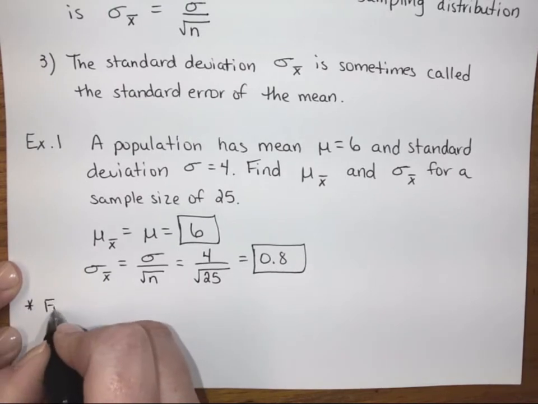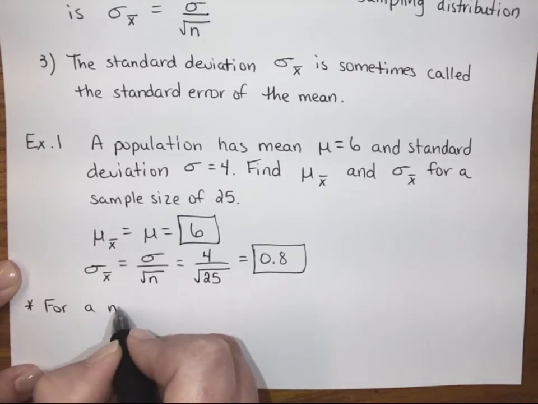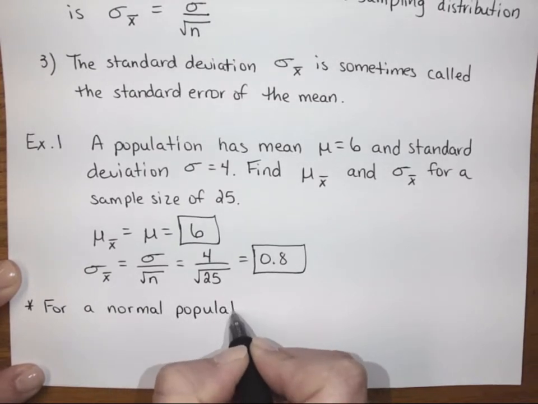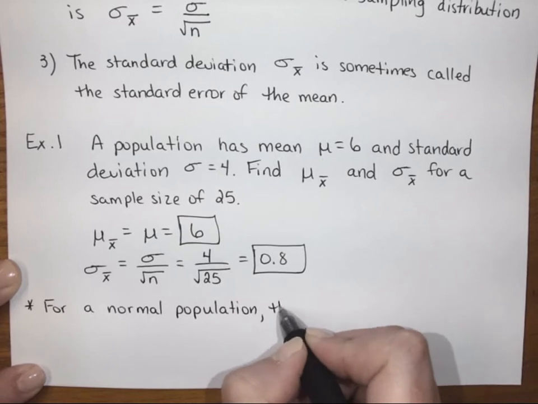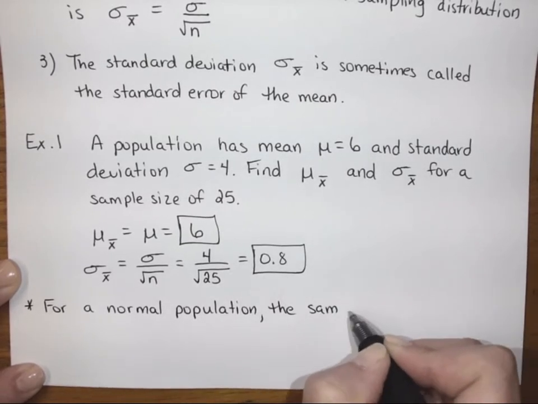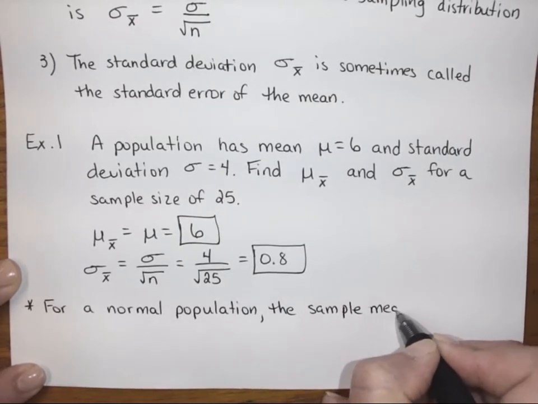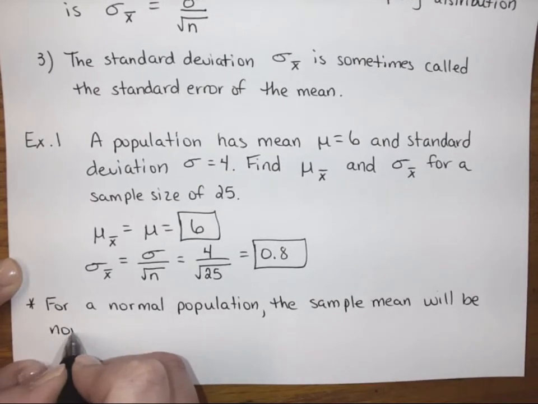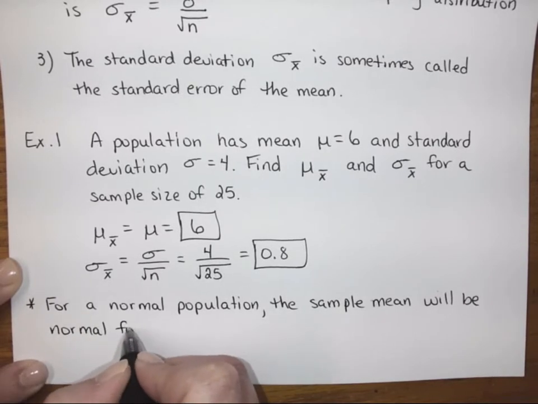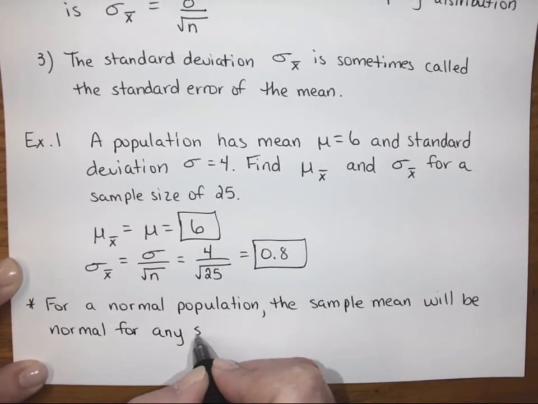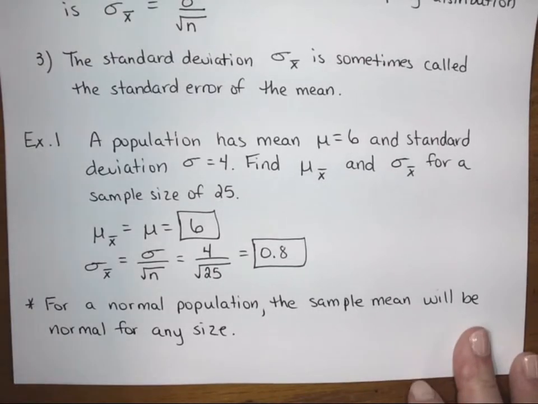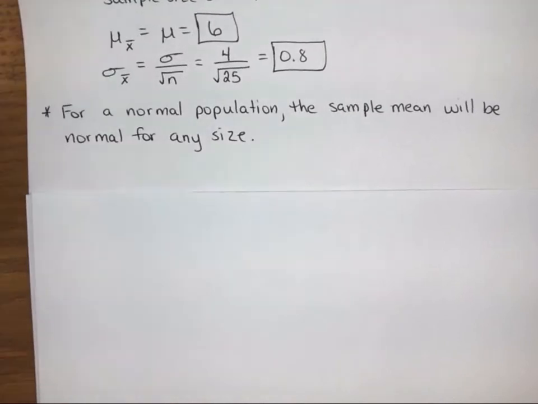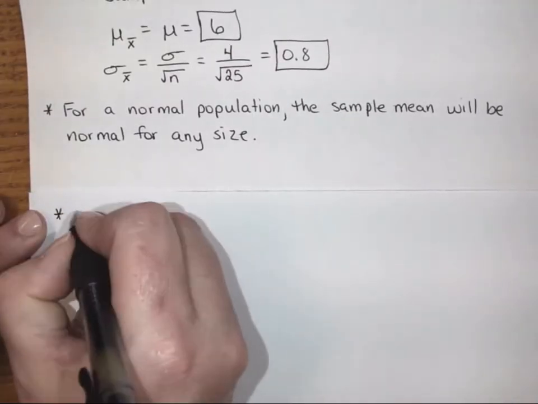All right, so if you have a population that is what we call normal, in other words, it's normally distributed like we've been talking about, then the sample mean is also normal. And that's for any size set, any size sample. All right, so let's define, though, what the central limit theorem says.